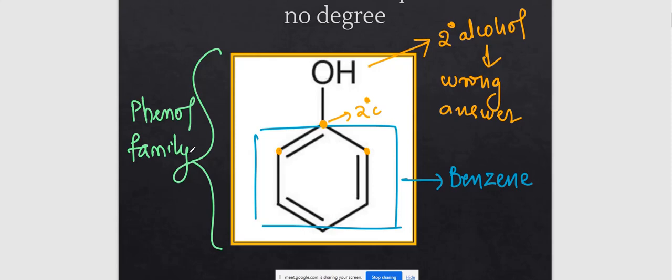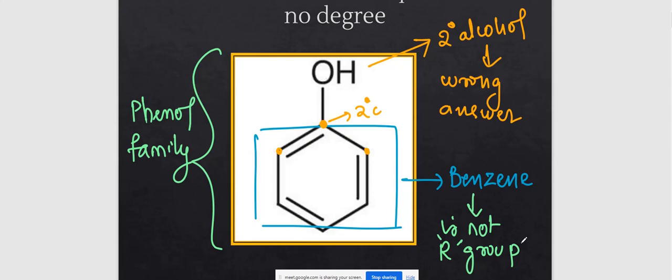Because I told you what the alcohol family is, ROH. R must be an alkyl group. But what is the attached part here? Benzene. Benzene is not an alkyl group, right? Yes. Benzene is not an R group. ROH is our alcohol, but here the remaining part other than OH is not an R group, it's a benzene. So first of all, this is not at all an alcoholic compound.